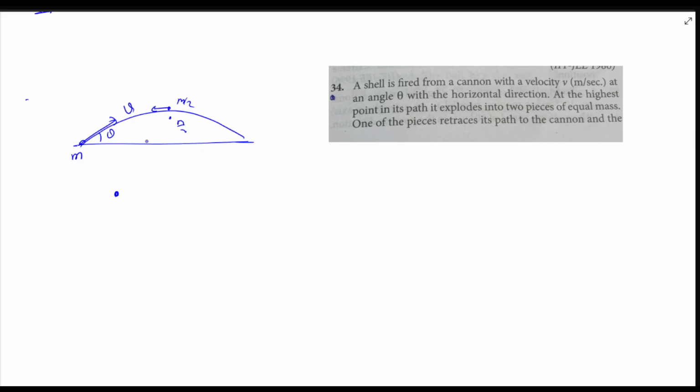At the highest point, the particle of mass m will have only v cos theta. And this m by 2 will have, in the opposite direction, v cos theta. The question is asking for the speed of the other piece. This is again a simple question. Let's say this is m by 2 and its velocity is v dash.